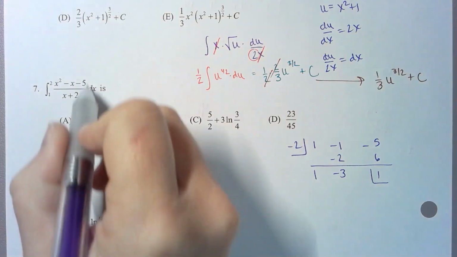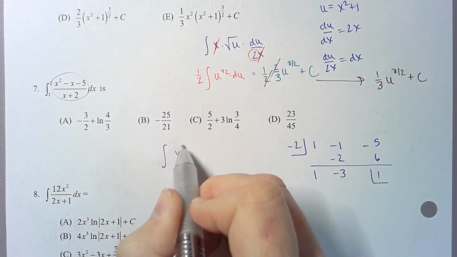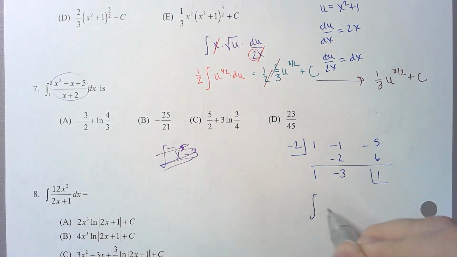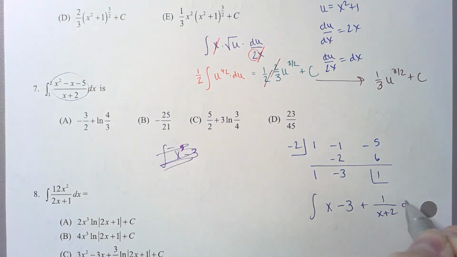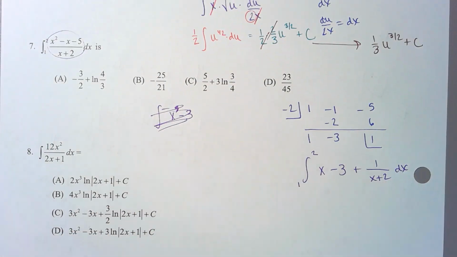Which means this turns into x minus 3, sorry, I should just rewrite it, plus 1 over x plus 2. I just changed my integrand because now I took one fraction and turned it into 3 very simple terms.